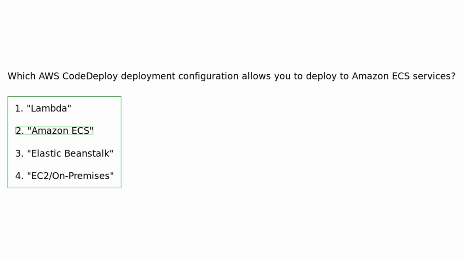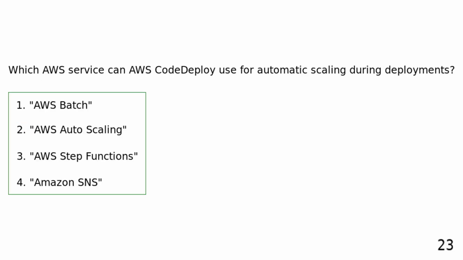Which AWS service can AWS CodeDeploy use for automatic scaling during deployments? AWS Batch. AWS Auto Scaling. AWS Step Functions. Amazon SNS. AWS CodeDeploy can integrate with AWS Auto Scaling to automatically adjust instance capacity based on deployment needs.